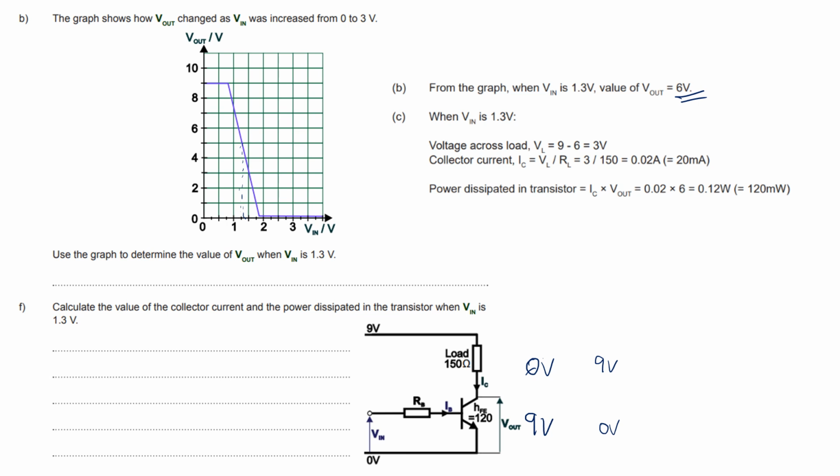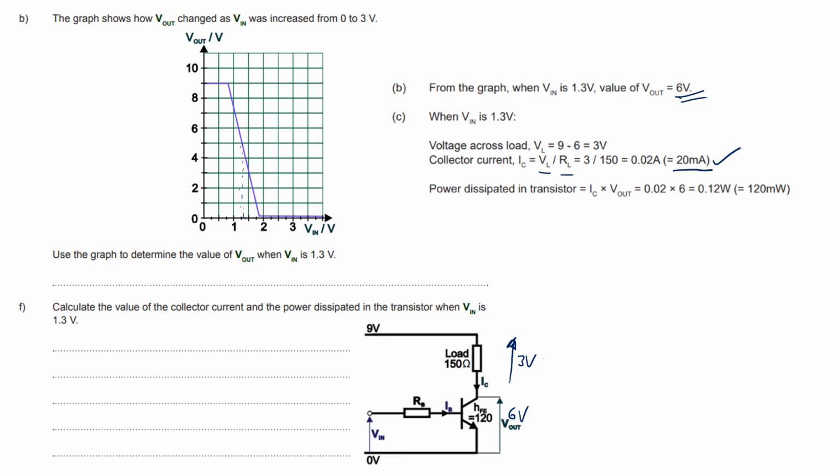So if we go with 6 volts, okay, let's just get rid of these bits here. I'll show you how you can do this as a calculation. It's saying that V out is 6, so therefore the voltage across there has to be 3 volts, yeah? So therefore we can work out the collector current. If I know there's 3 volts there, and I know it's 150 ohms, 3 volts divided by 150 ohms gives me 20 milliamps, okay? So that's my collector current.